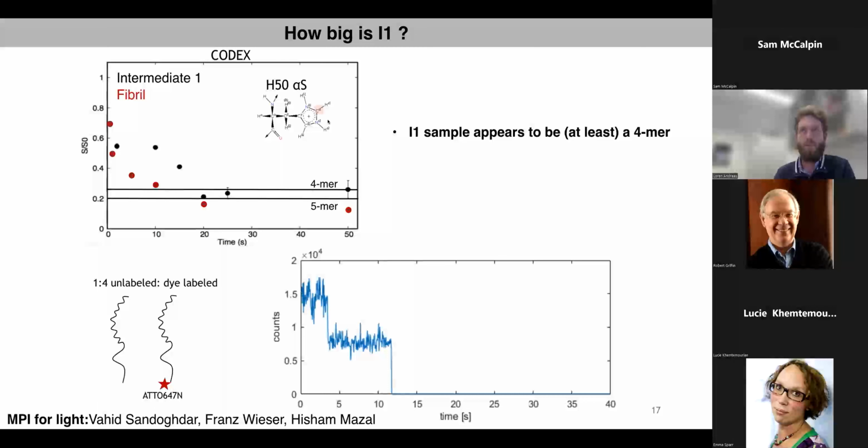There's also considerable background in the aromatic region, and this is probably what leads to some of the noisy looking data for the single carbon labeled histidine 50 sample, which we used for this CODEX data.